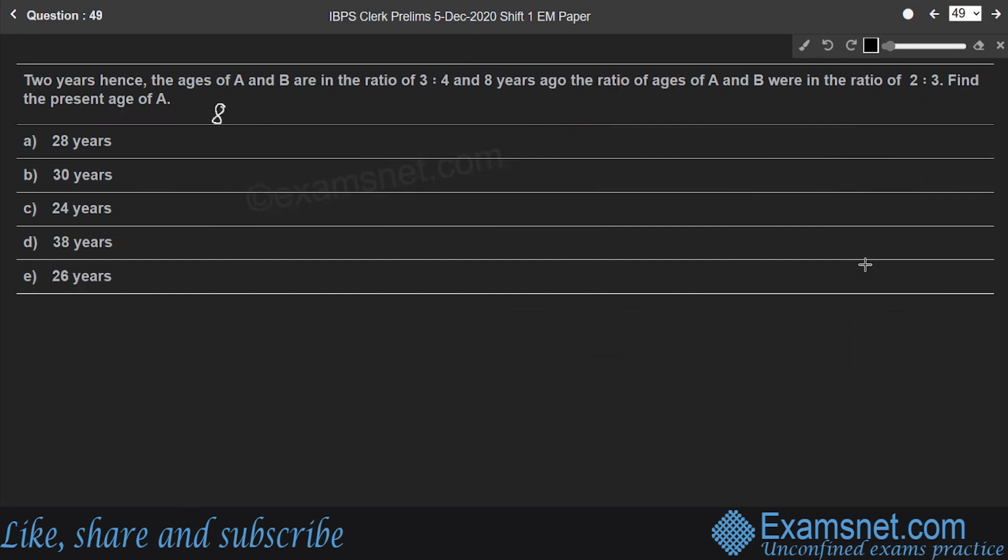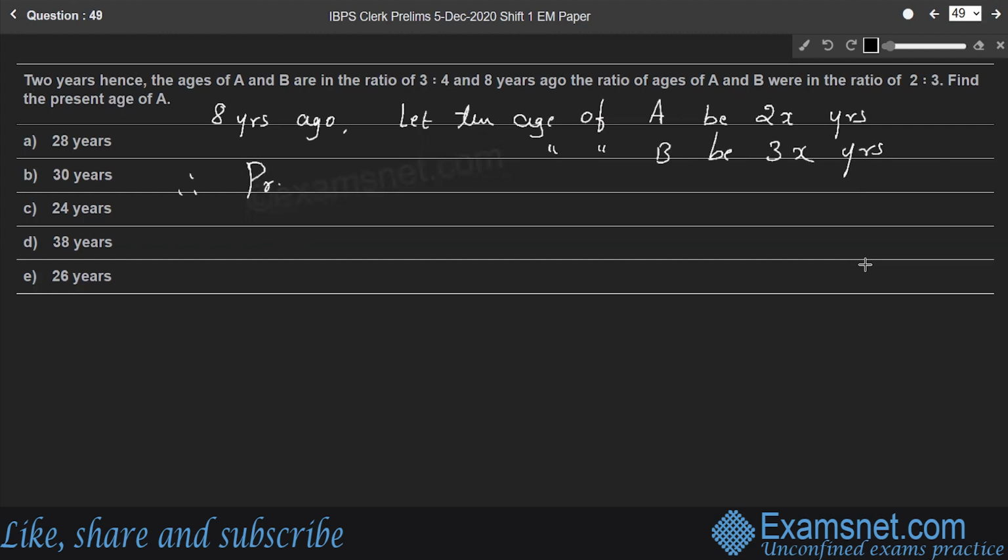So 8 years ago, let the age of A be 2x years and the age of B be 3x years, right? Therefore, present age of A becomes 2x plus 8 and present age of B becomes 3x plus 8.